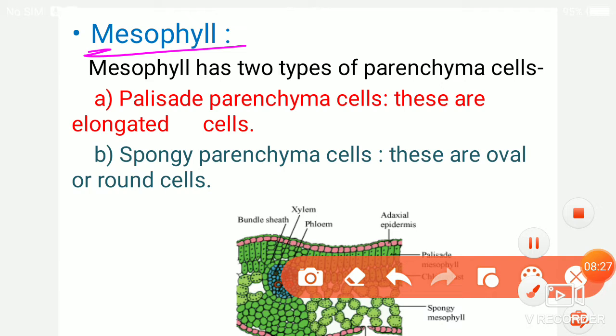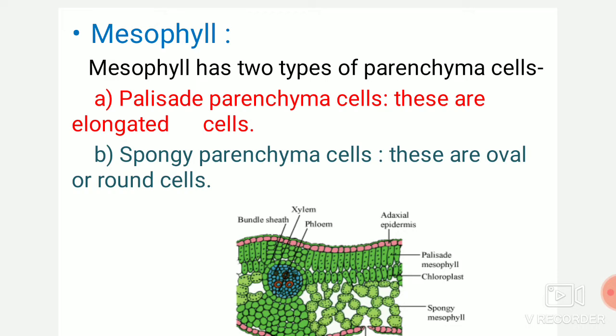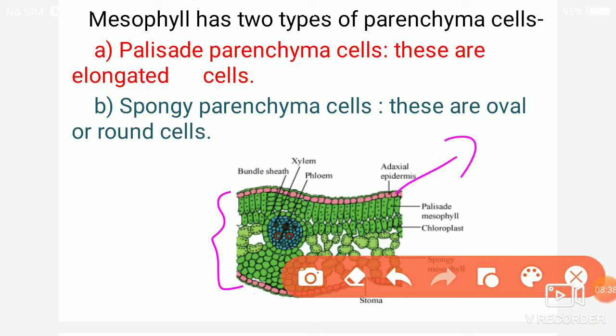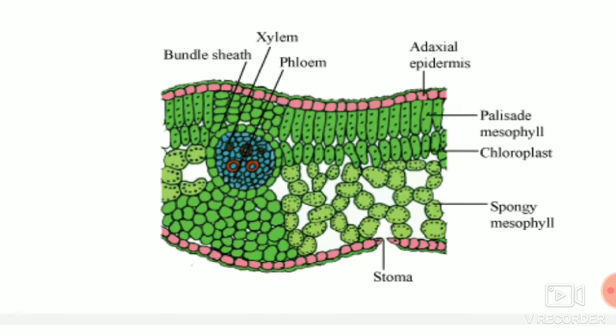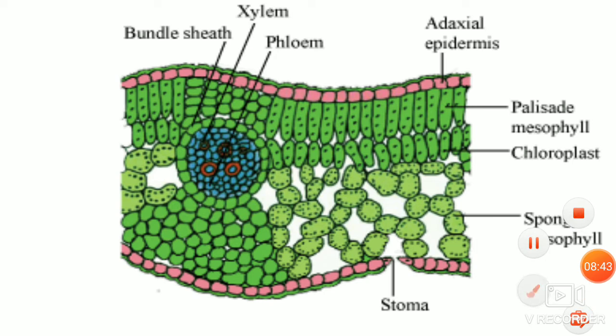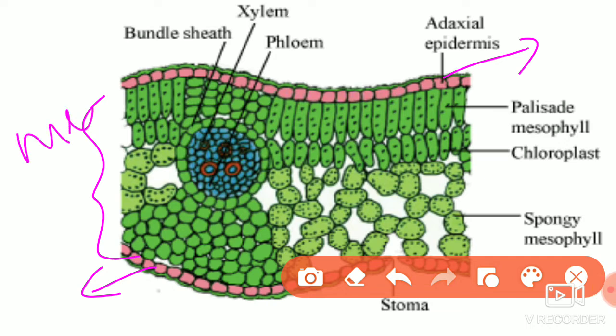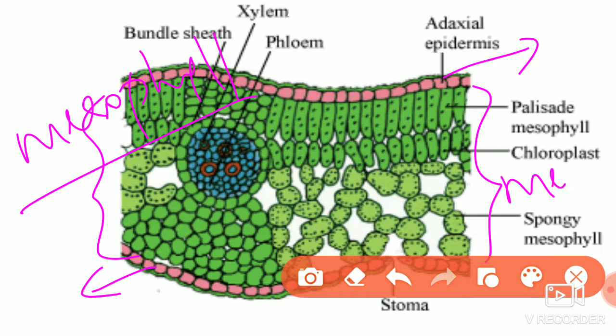What is this mesophyll? The mesophyll is a leaf tissue. You can see here the leaf tissue between the upper epidermis and lower epidermis; the tissue in the middle we call the mesophyll tissue. It is a tissue which consists of cells. This complete part we will consider the mesophyll.